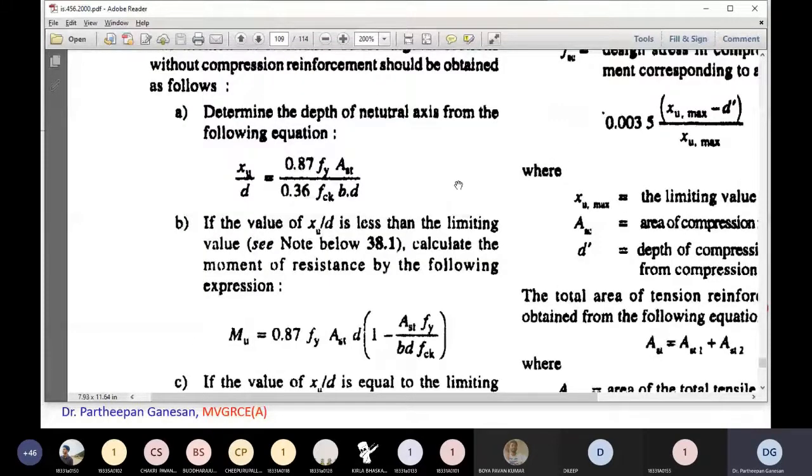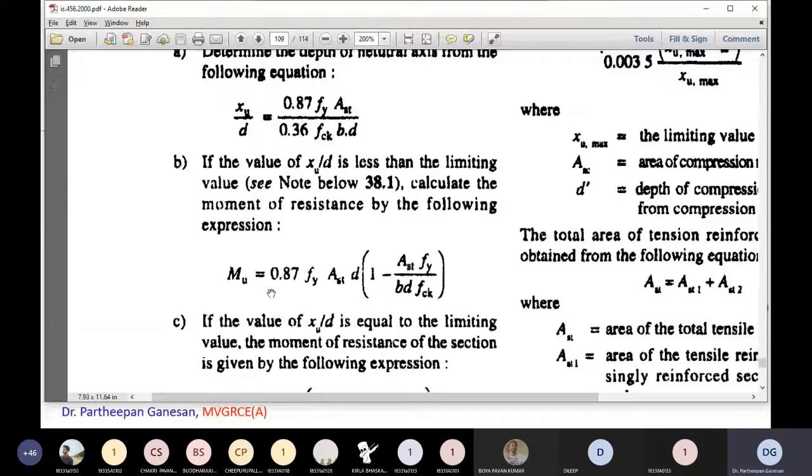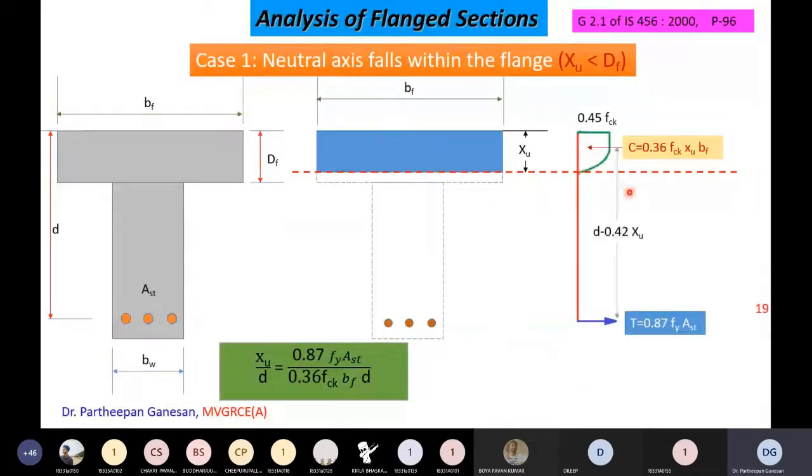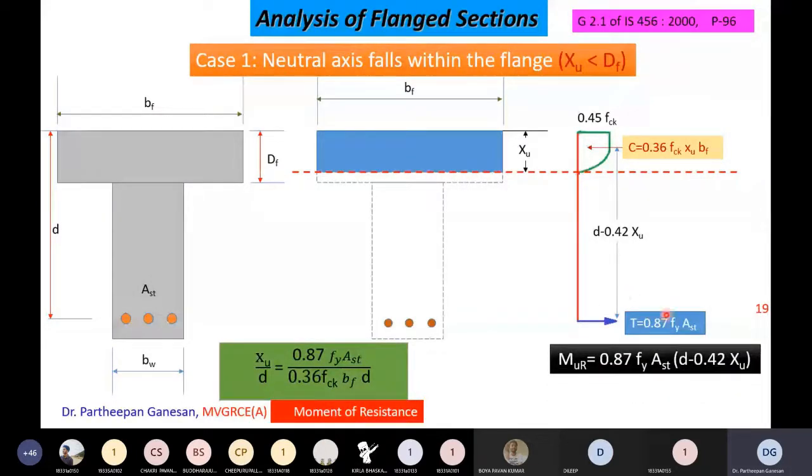Similarly, moment of resistance also, you will find out 0.87 Fy AST D into 1 minus AST Fy by BF into D into FCK. Okay, that is the only change. So moment of resistance, the lever arm distance between compression force and tensile force is D minus 0.42 XU. This is same as rectangular beam. Therefore, moment of resistance equals 0.87 Fy AST into D minus 0.42 XU. Or if you substitute for XU from this equation, you will get this equation, where 0.87 Fy AST D into 1 minus Fy into AST divided by FCK into BF into D. So this is for the first case.